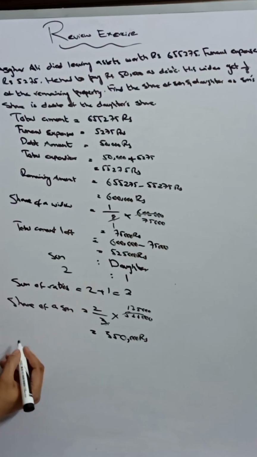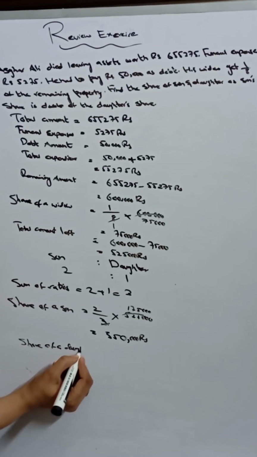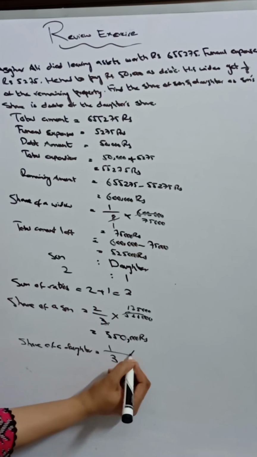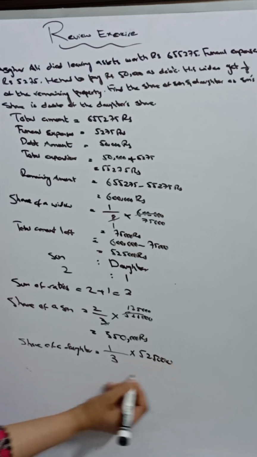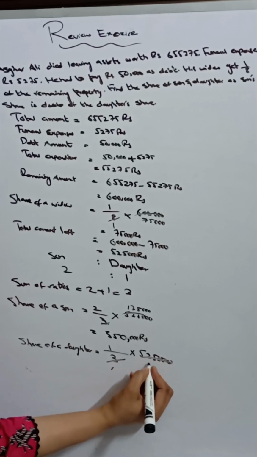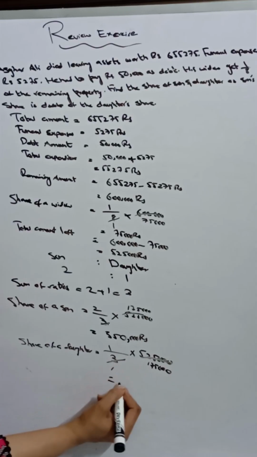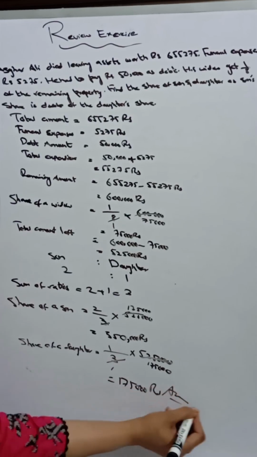Now, the next step is the share of the daughter. 1 over 3 multiplied by the amount, 5,25,000. Just cut it off. What is that? 1,75,000 multiplied by 1. The answer is 1,75,000 rupees.